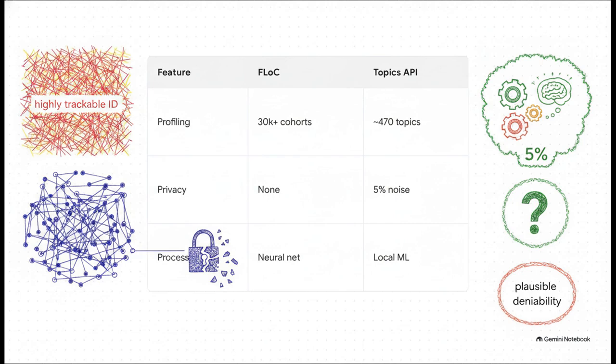FLoC relied on a client-side neural network that grouped users into over 30,000 micro-cohorts, returning a highly trackable exact ID. There was literally zero differential privacy. The new Topics API scales this back significantly. It uses local Chromium machine learning to categorize you into a much smaller pool, just about 470 human-curated topics. And unlike FLoC, the Topics API actually injects a 5% random noise factor into the data. We'll get into how that gives you some plausible deniability in a minute.